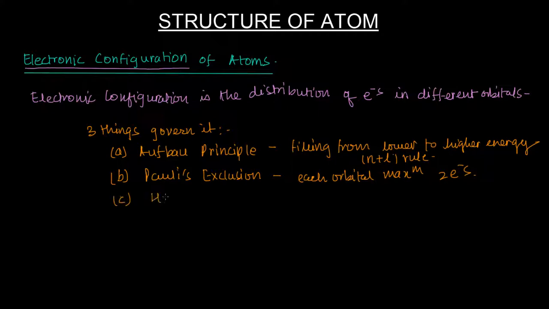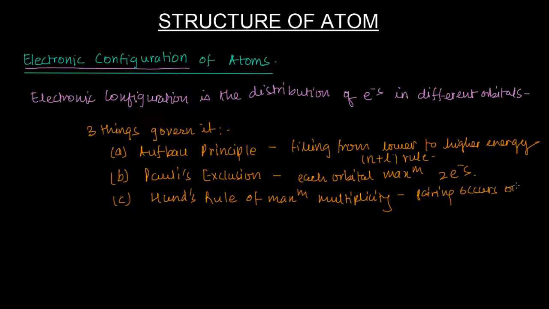And the third one was Hund's rule of maximum multiplicity, right? That says pairing occurs only after all degenerate orbitals have one electron each. Okay, one electron each. These are the three which will together govern the electronic configuration.